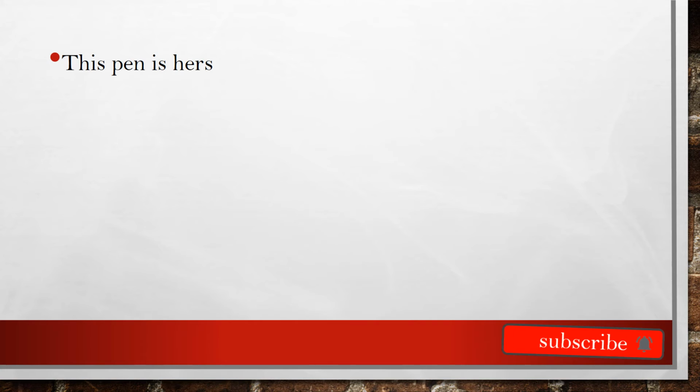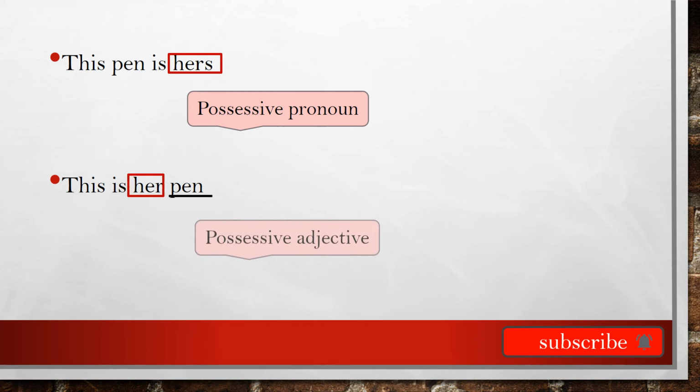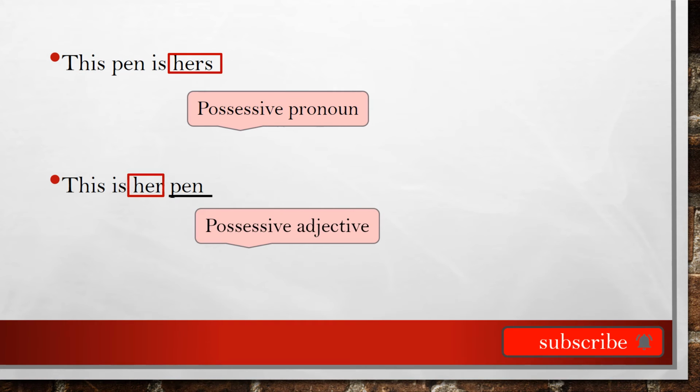Look at this sentence also. This pen is hers. Look at the term hers. There is no noun after hers. So, it acts as a possessive pronoun. Next sentence. This is her pen. In this, we already know pen is a noun which is described by the term her. So, it acts as a possessive adjective because we know the possessive adjective is always placed before the noun.